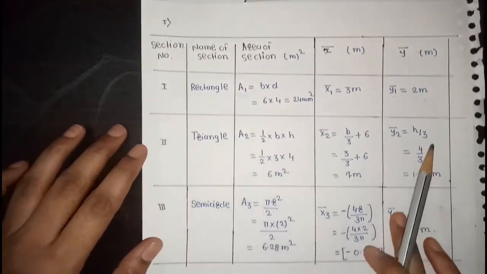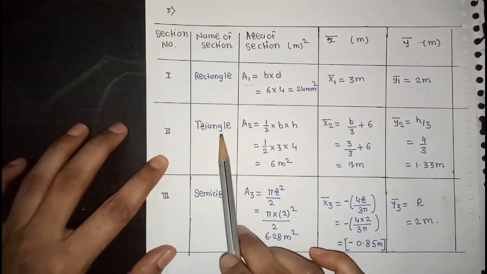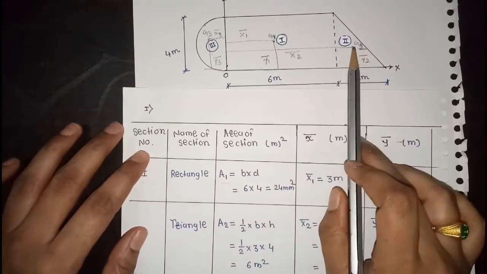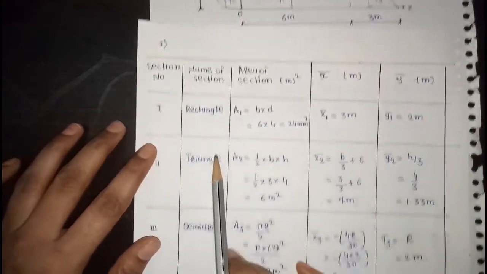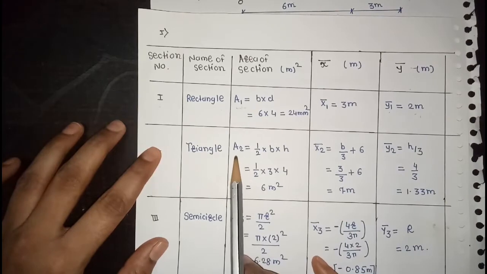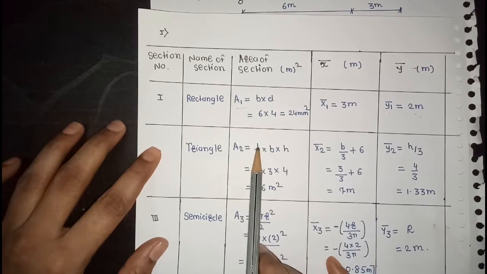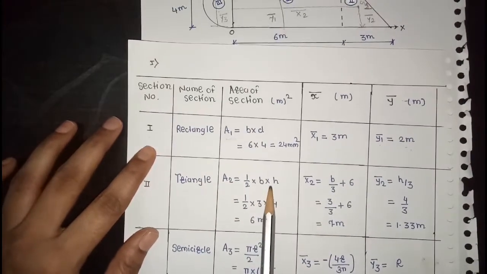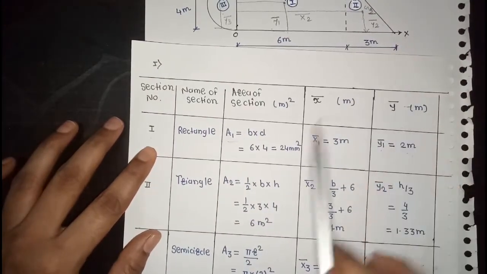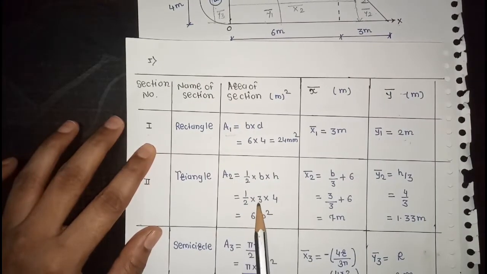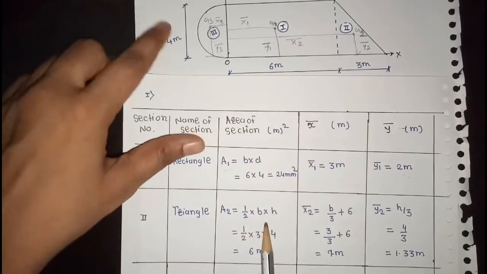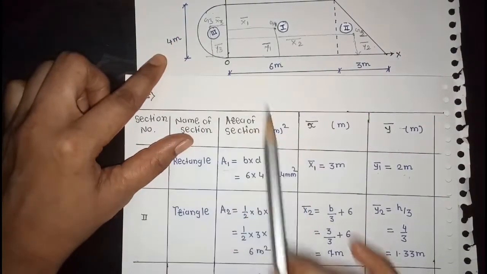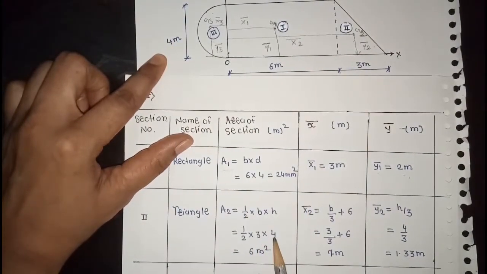Then second section, right angle triangle. So what is the area of right angle triangle? A2 is equal to half into B into H. What is the value of B? B is 3 meter. So 1 by 2 into 3 into depth 4 meter. 1 by 2 into 3 into 4 is equal to 6 meter square.